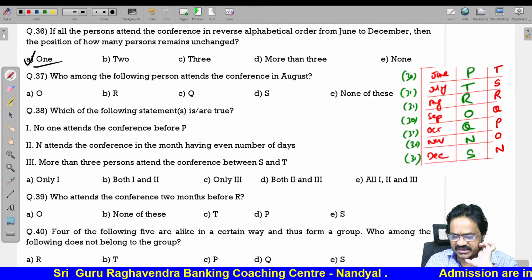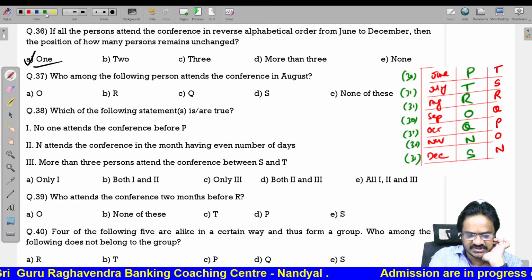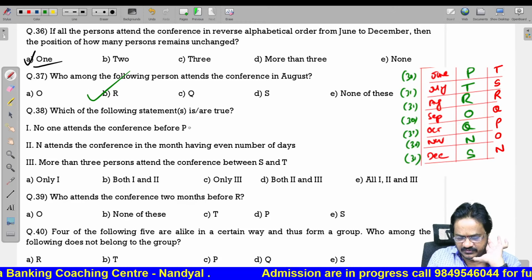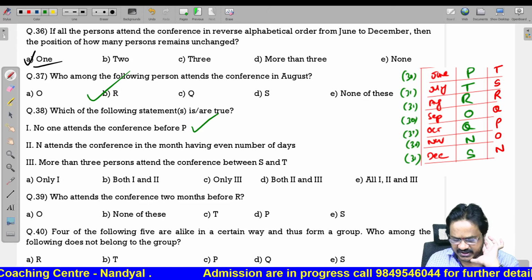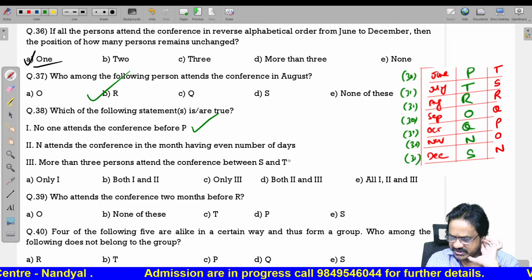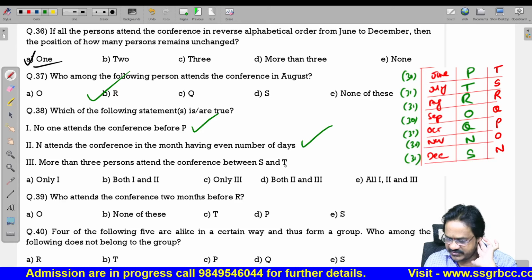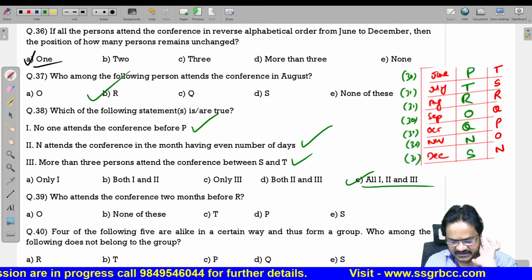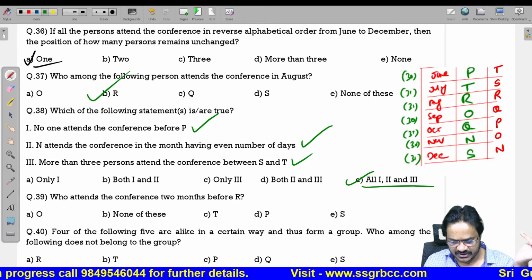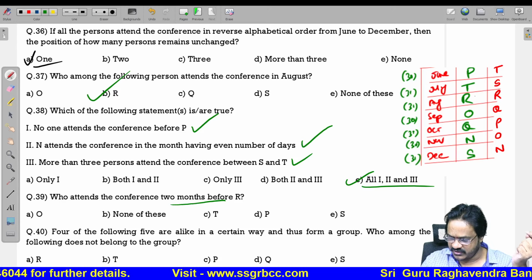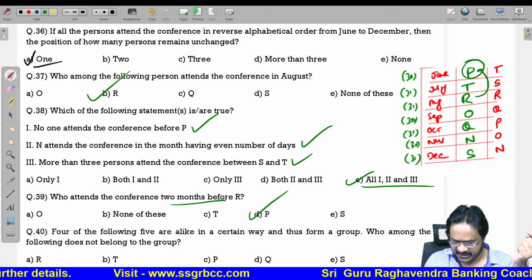Who is attending the conference in August? The person is R. Which of the following statements is true? No one attends the conference before P, correct. N attends the conference in a month having even days, correct. More than 3 persons are there between S and T, correct. So all are correct. Then who is attending the conference 2 months before R? The person is P.